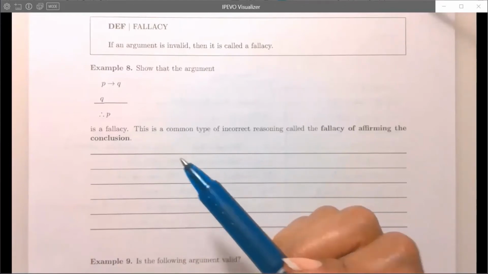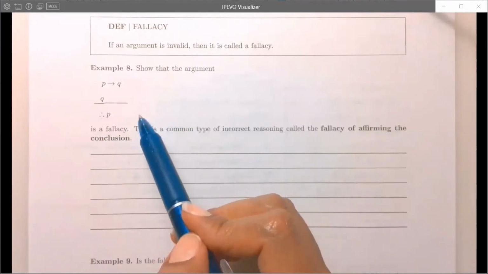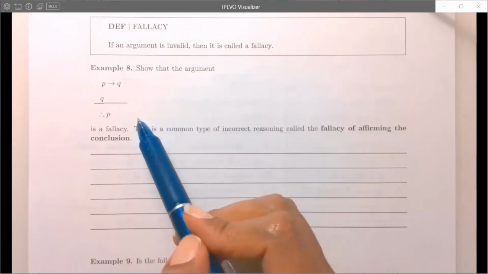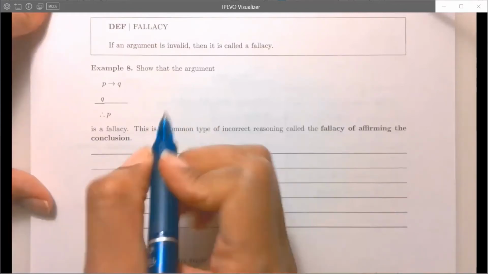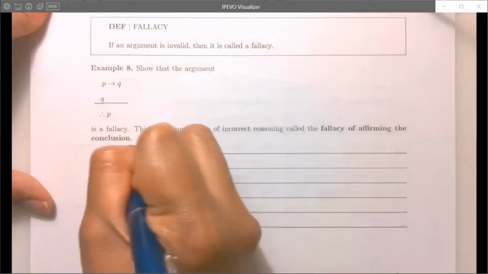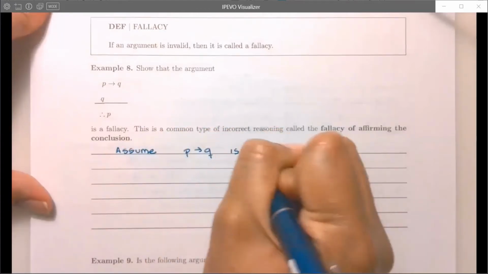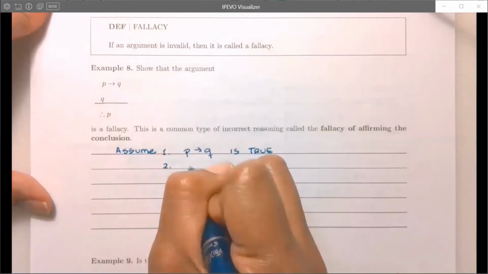A valid argument meant that when you assume the truth of the premises, they imply the truth of the conclusion. So let's assume the truth of the premises and see if that forces the conclusion to be true. If it doesn't force the conclusion to be true, then it is not a valid argument. Okay, so let's see. First, let's write what the assumptions are. We're going to assume P implies Q is true, and Q is true.